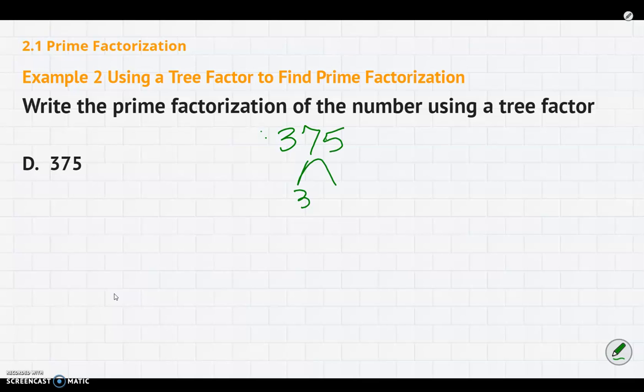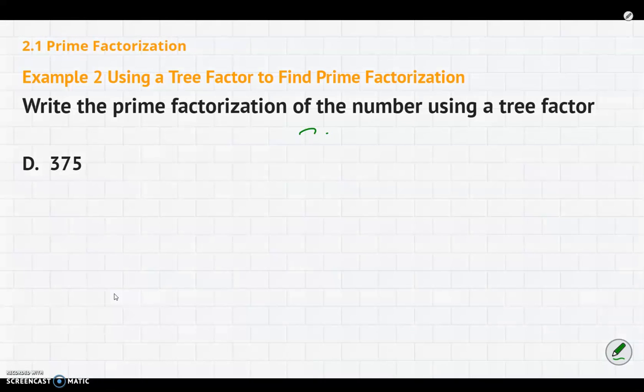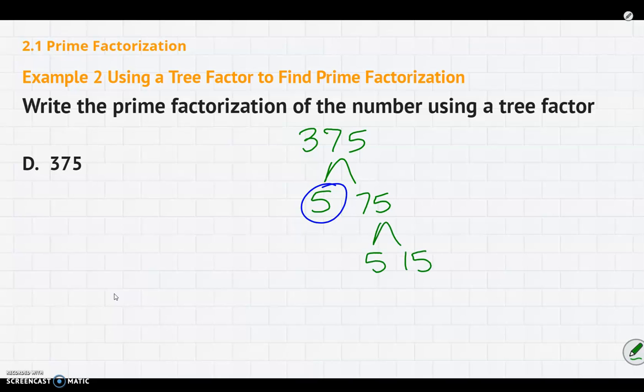375. I'm breaking it into 5 and 75. Sorry. So I circle the 5. And now I'm breaking 75 into 5 and 15. I know 5 is prime, so I circle it. I know 15 is not, so I keep going. I would break this into 3 times 5. I know 3 is prime and 5 is prime.